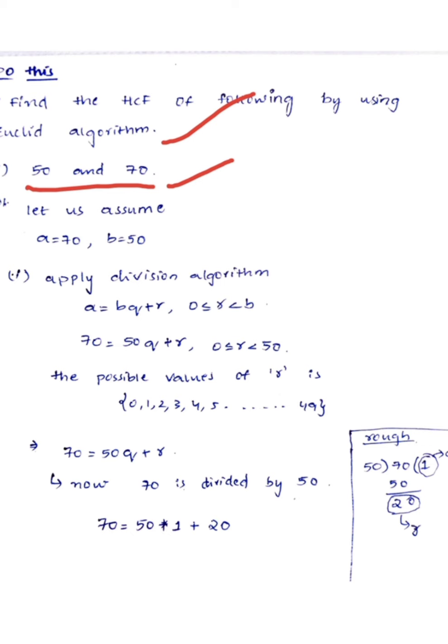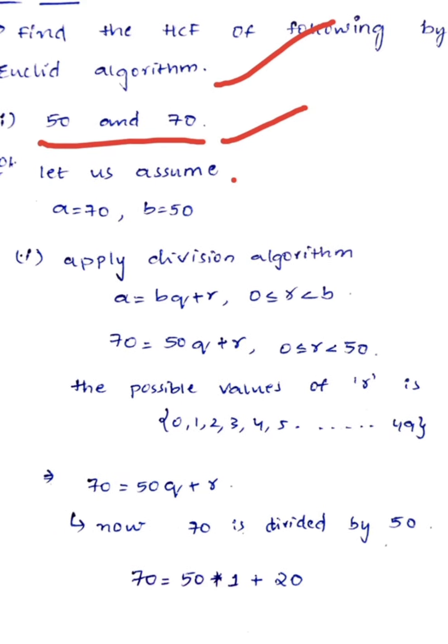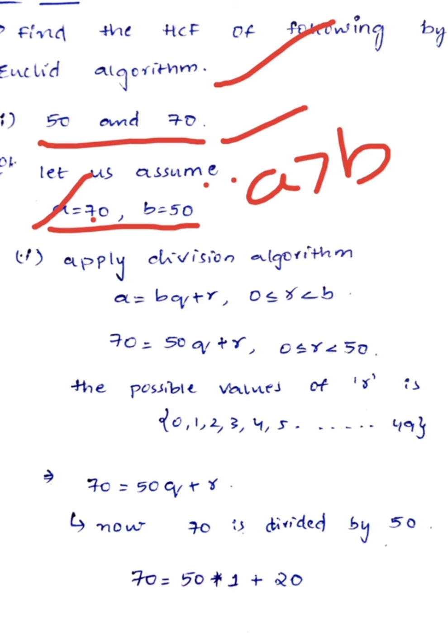Now in order to find this, we need to follow Euclid's algorithm. Euclid's algorithm is a step-by-step process. Now let us solve this example. Let us assume a equal to 70 and b equal to 50. Now why a equal to 70 and b equal to 50? Why not a equal to 50 and b equal to 70? Because always assume a value as a is greater than b. That is, among the both values, a value should be the greatest one.